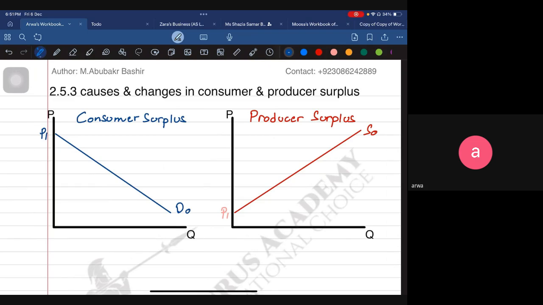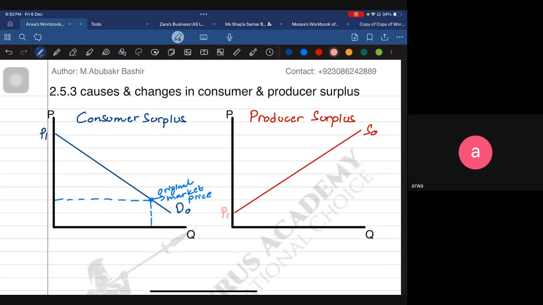Now, if the original market price was somewhere here, original market price, right? Yes, sir. This is showing the original market price.